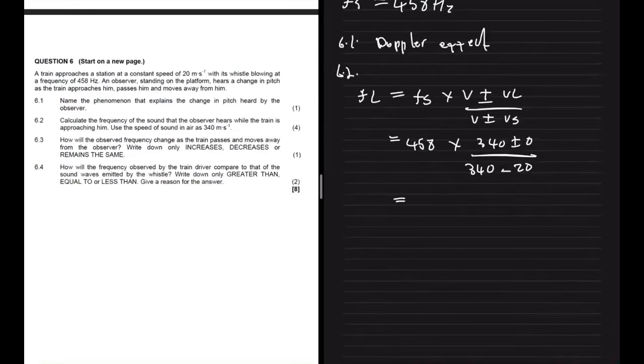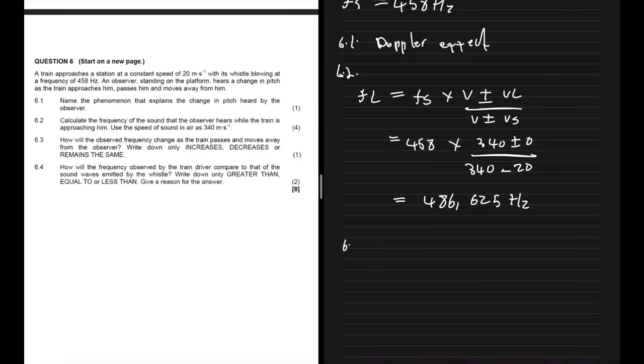Then that's it. We just plug that into the calculator. So let me go ahead and do that. 458 multiplied by 340, divided by 340 minus 20, 320. That is 486,625 Hertz.